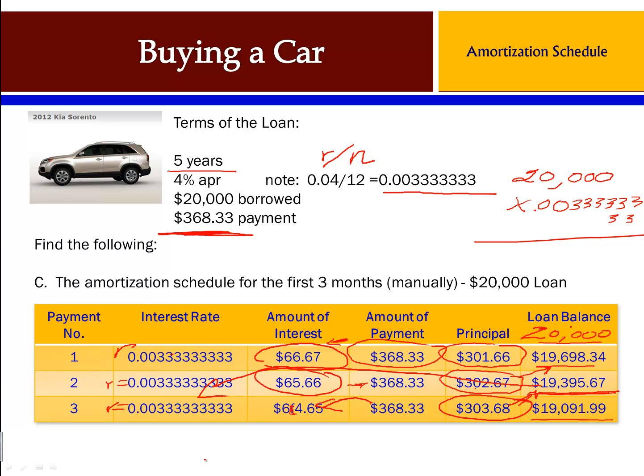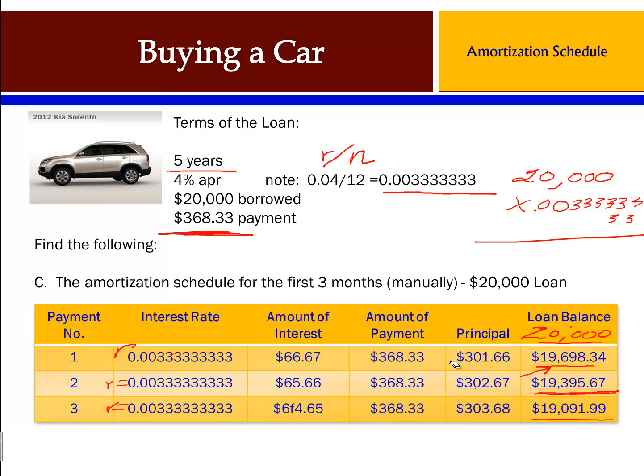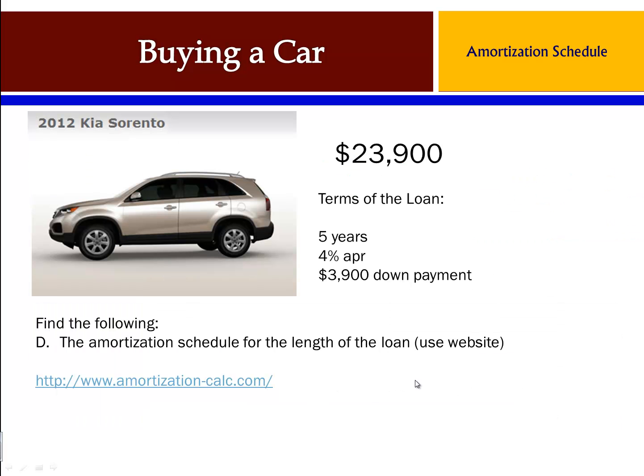Now, one thing you should notice here, if you're doing this right and you get your amortization schedule right, your interest is going down while your principal is going up. But they always add up to the total payment of $368.33. But as you move forward, more and more money goes to the actual loan and less money goes to the interest. Now, we did it for 3 months, but remember that over the entire length of this loan, it would be 60 payments or 60 months.